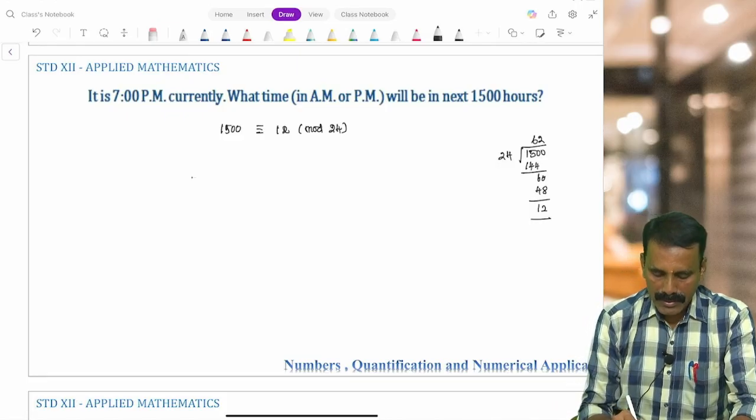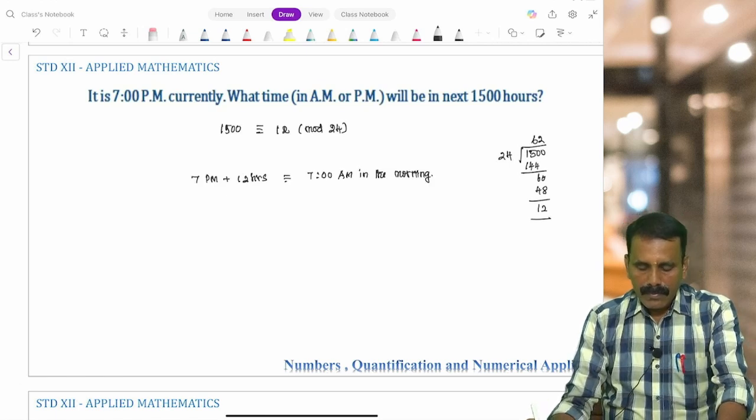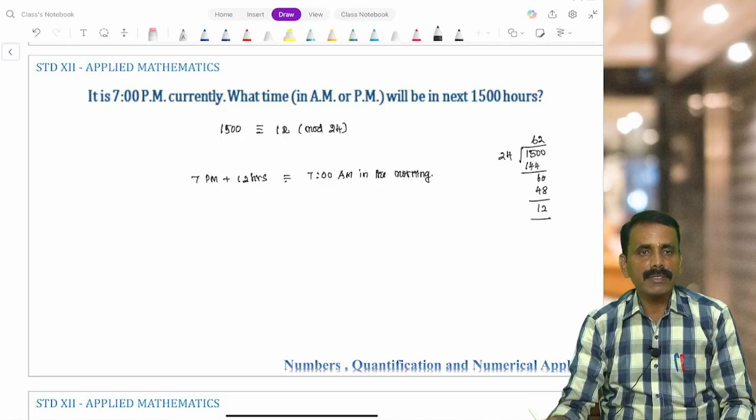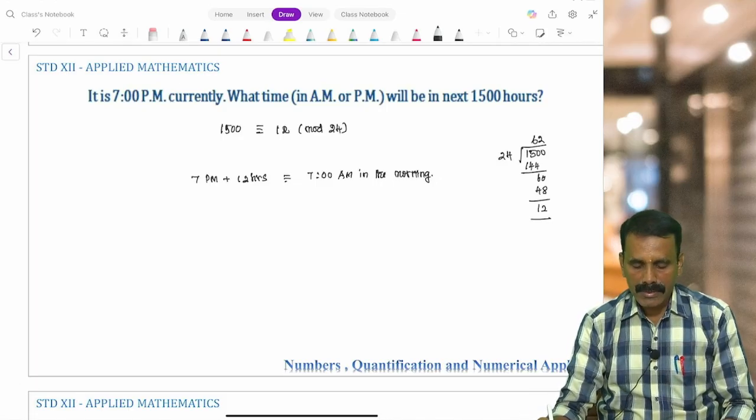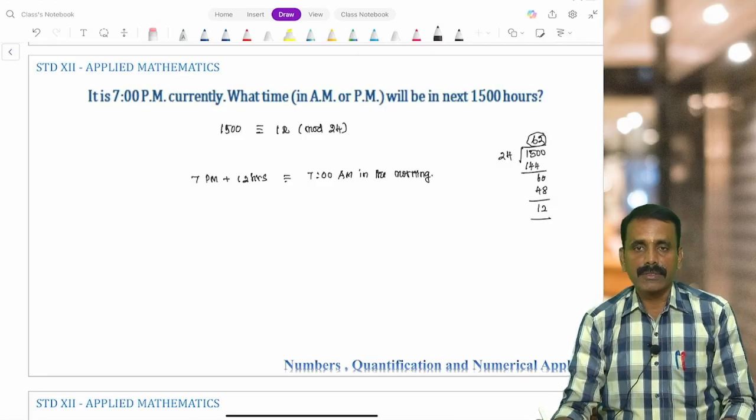Now this is 7 p.m. actually. Now we are going to add 12 hours to it. So when you add 12 hours, it will be equal to 7 a.m. in the morning. So if it is 7 p.m., after 1500 hours we will be getting 7 a.m. in the morning. This will be your answer. And it will be taking 62 days for that.